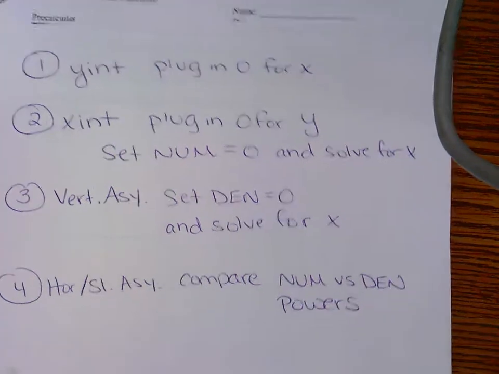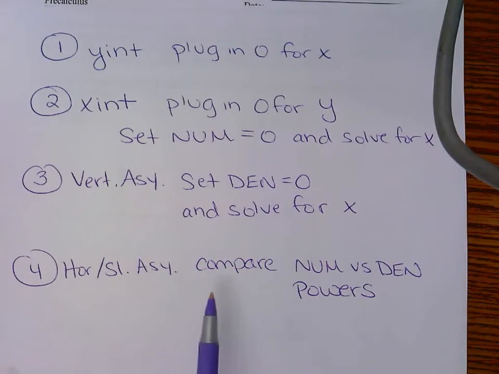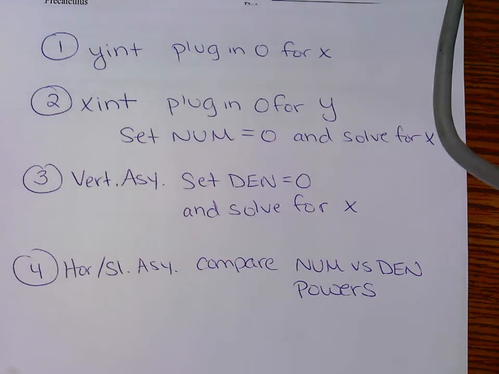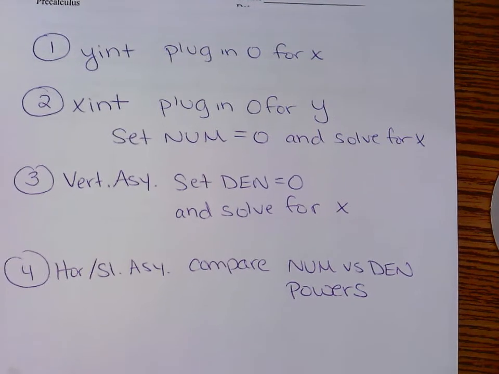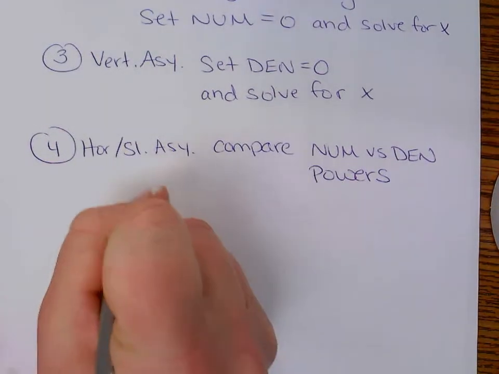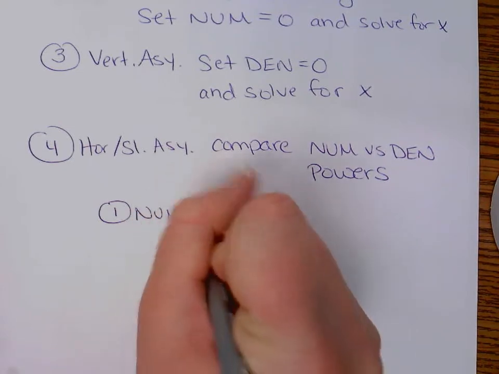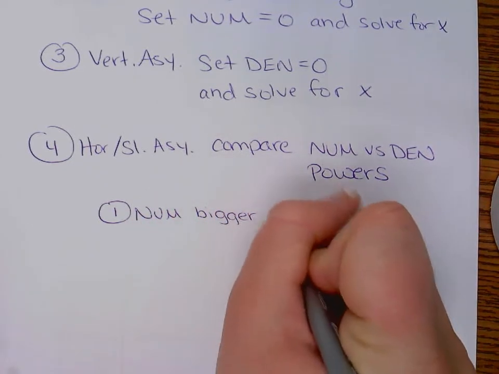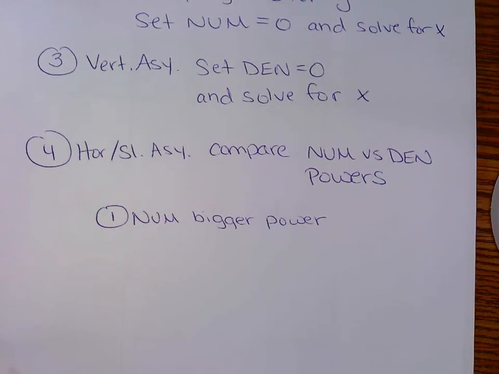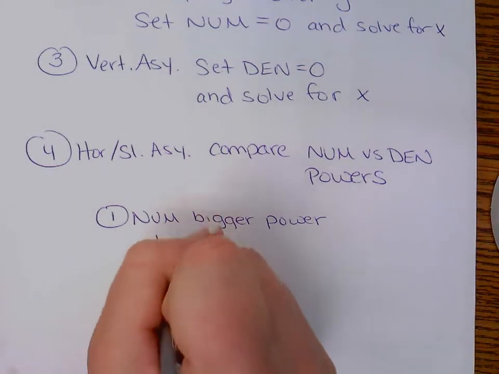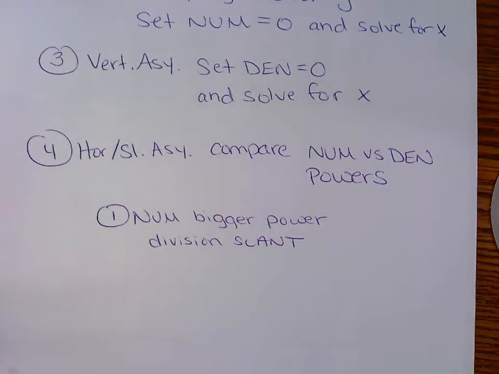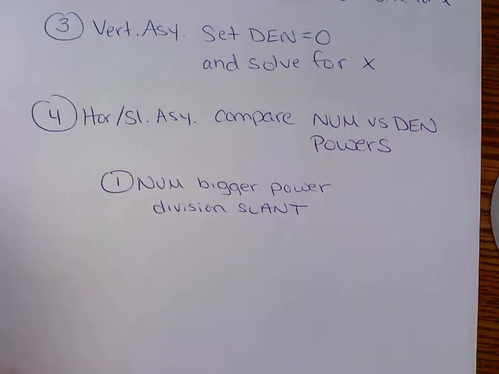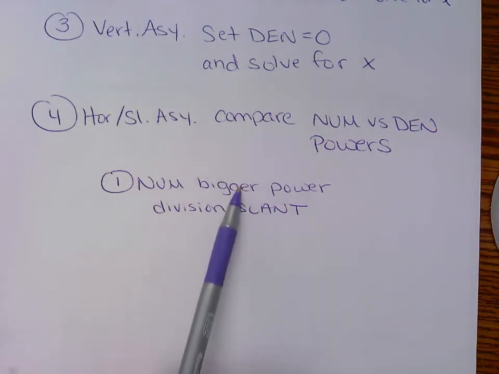So this last rule is kind of a 3-part rule because 3 things could happen. And these are already on your 18 notes. So this is just something to have to the side in our brains. The first thing that could happen is the numerator has a bigger power, like x cubed on top and just x on the bottom. So you're going to do division to find your slant asymptote. We practiced a little bit of that box method, but I think we need more practice on division.